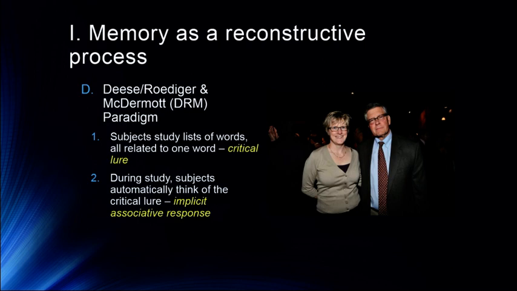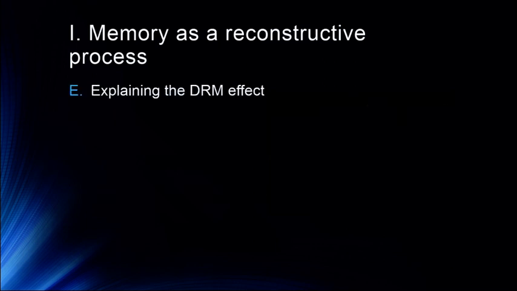So during that study list, what happens is you automatically think of that critical lure word. It's called an implicit associative response. And in the next module, we'll talk about semantic memories and our knowledge. And essentially what we see in semantic memory is when I activate one word, activation spreads to nearby related associated concepts. So when I say apple, you think orange. When I say banana, you think orange. Or when I think orange, you think banana. All of these things happen automatically.